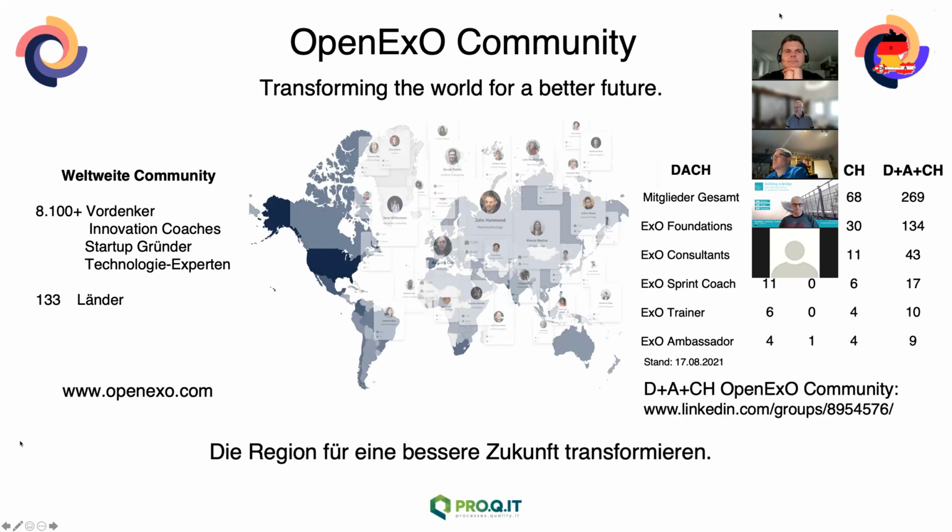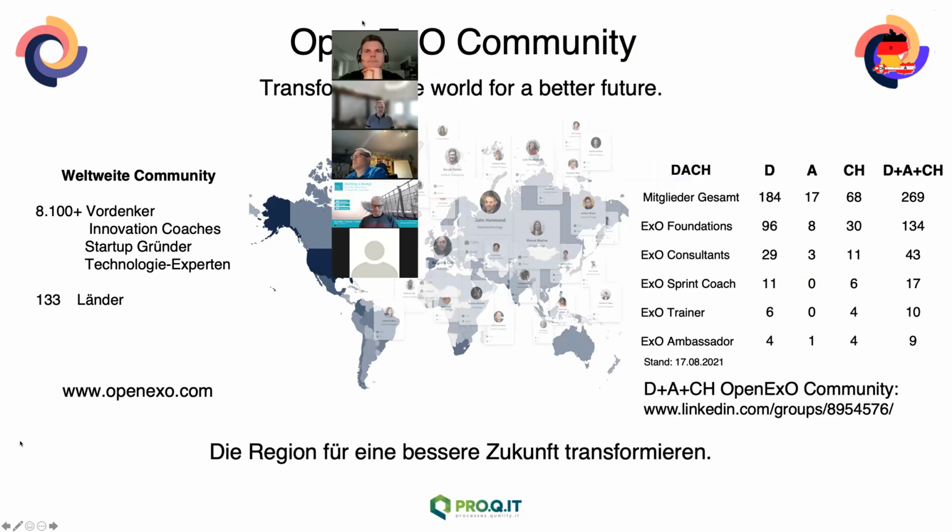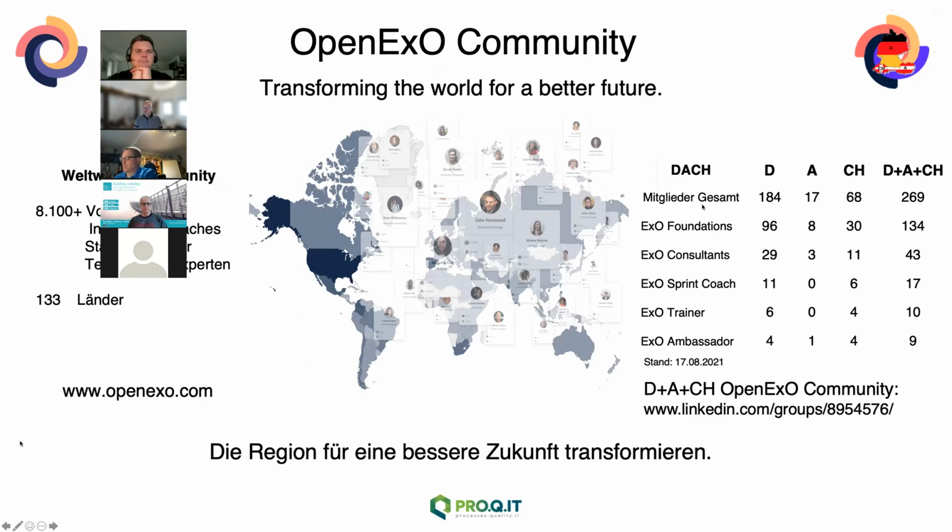In the DACH region, we have a total of roughly 270 people as members of the OpenExO community, spread across Germany, Austria, and Switzerland, where D, A, C, and H are the acronyms for the nations Deutschland, Austria, and Confederatio Helvetica. You can see the distribution between the members in total on the right-hand side. So about 185 in Germany, about 20 in Austria, 17 in Switzerland.